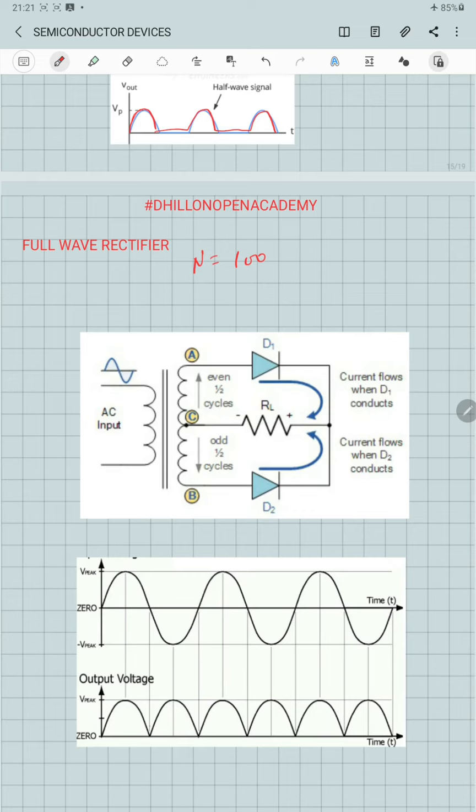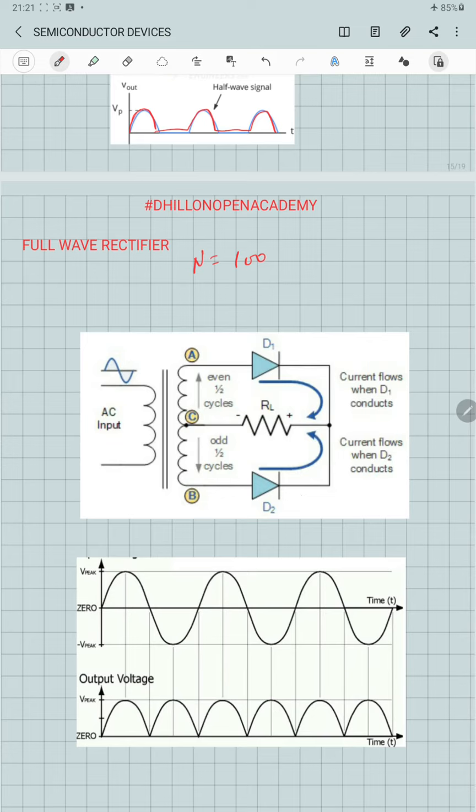Positive terminal of the diode D2 is connected with the other end of the secondary coil, that is to the point B, while their negative terminals are joined together. Now a load resistance RL is connected between this common negative terminal of the diodes D1 and D2, while its other terminal is connected with the central tap of the secondary of the transformer. So this is the circuit diagram for the full wave rectifier.